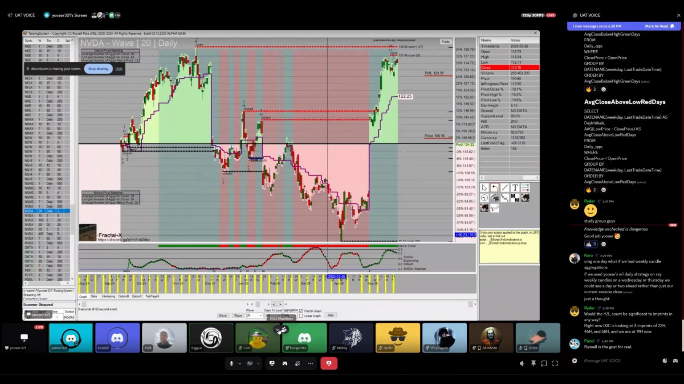Is there a reason why you and Russell are using these wave 20s lately compared to where we're usually looking at 1s and 7s?